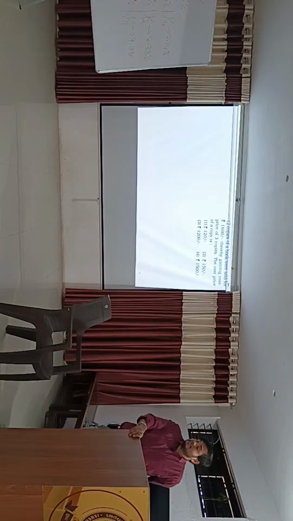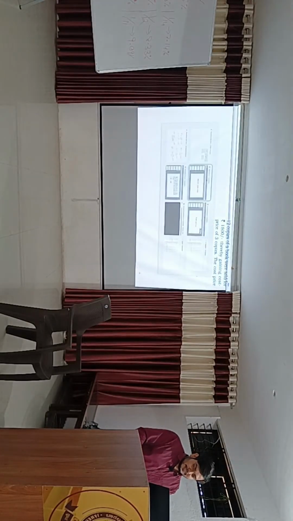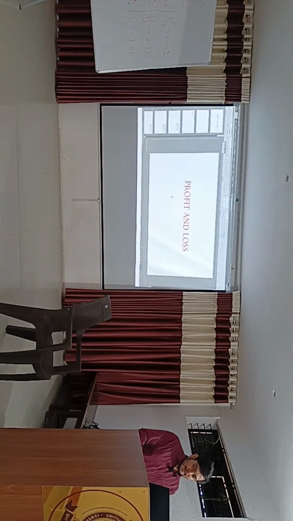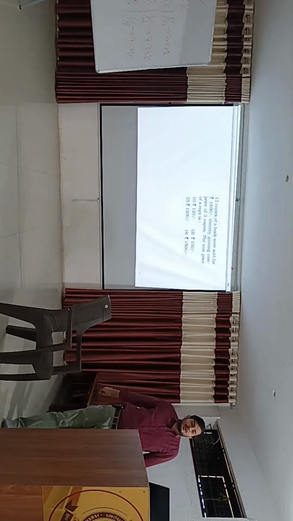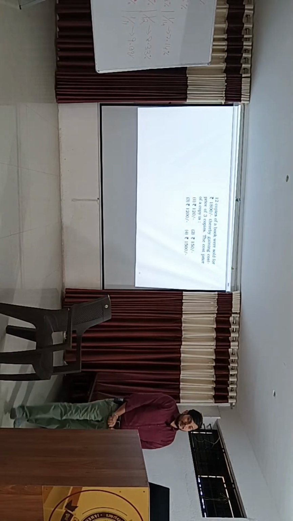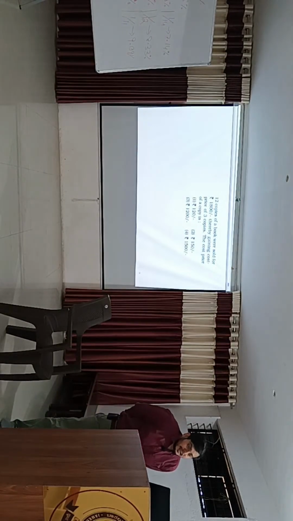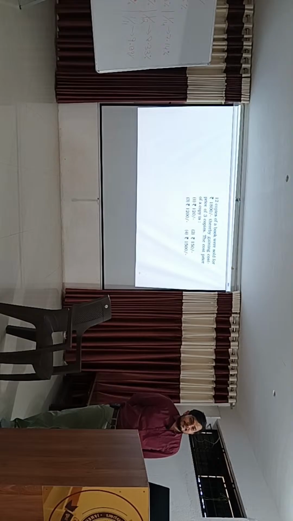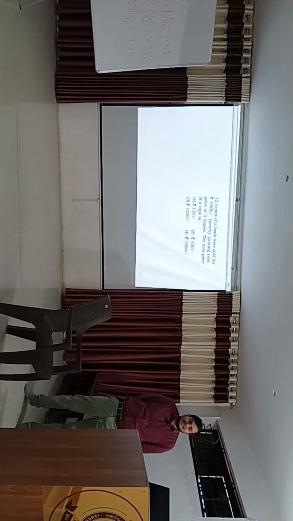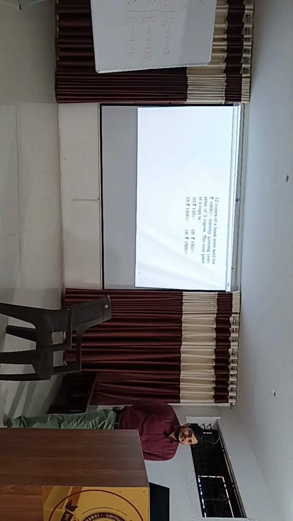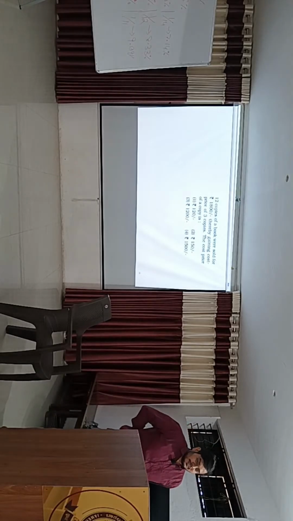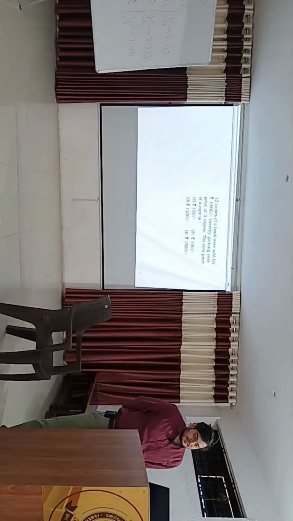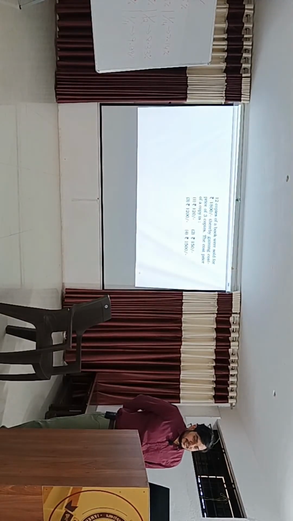This one. Page number 16. Twelve copies of books were sold for rupees 1800, thereby gaining the cost price of 3 copies. The cost price of a copy is what?